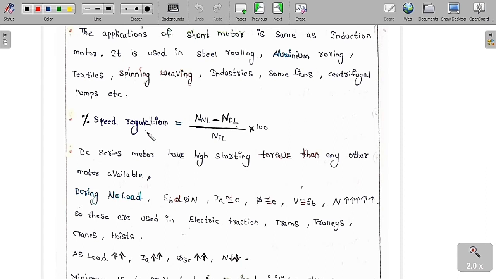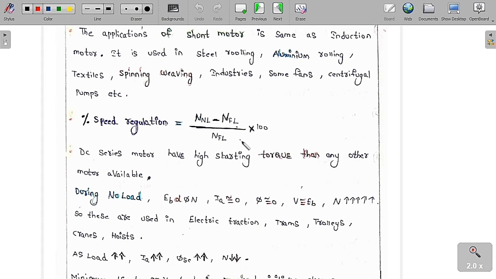For a generator, we are going to figure out the voltage regulation, and for a motor, we are going to figure out the speed regulation. Therefore, the percentage of speed regulation is equal to no load speed minus full load speed by full load speed into 100. I've already told you the basic formula, which is E2 minus V2 by E2 for only static machines, whereas E2 minus V2 by V2 for the rotating machines. Similarly, the same concept we have to use for the speed regulation of rotating machines, which is no load speed minus full load speed by full load speed.